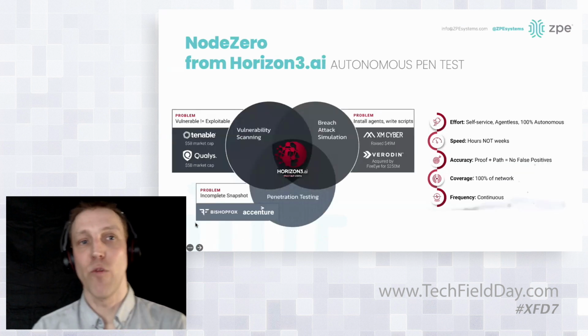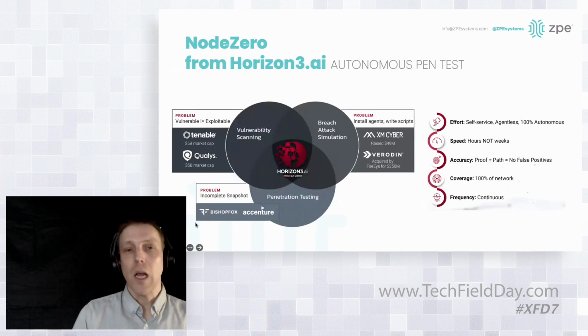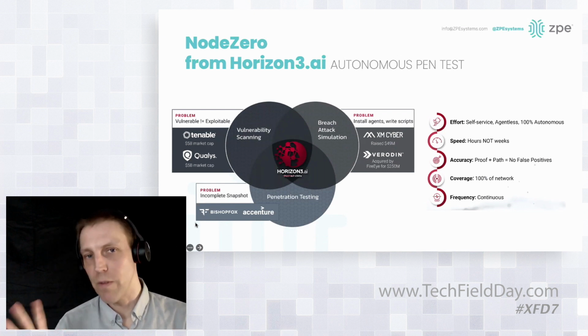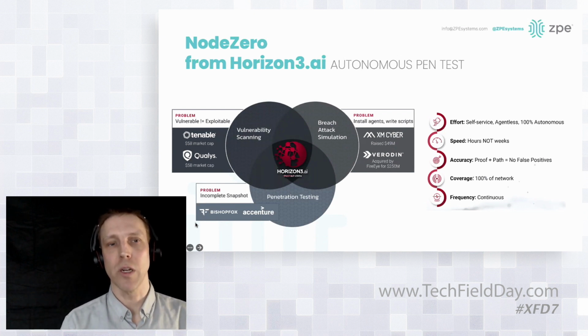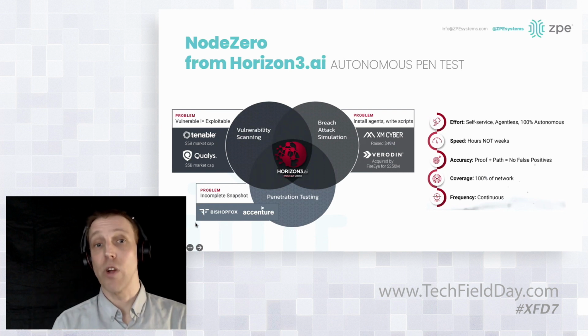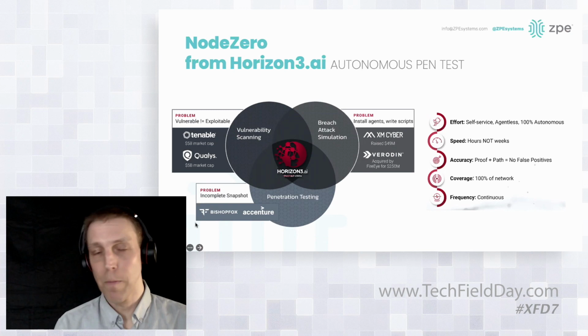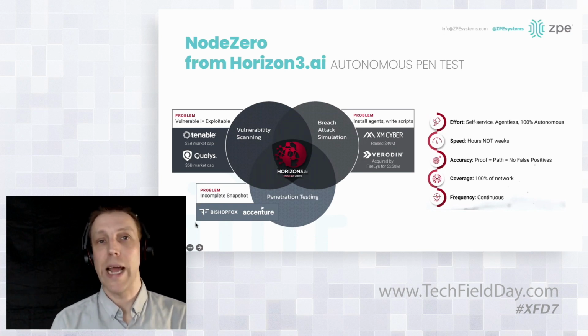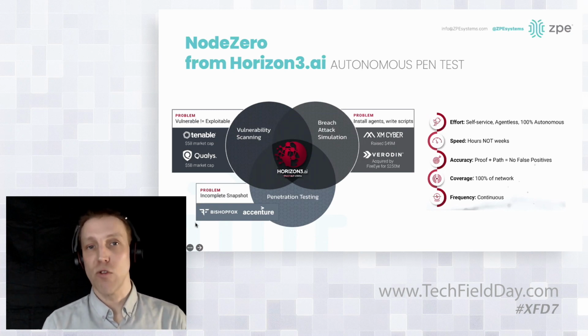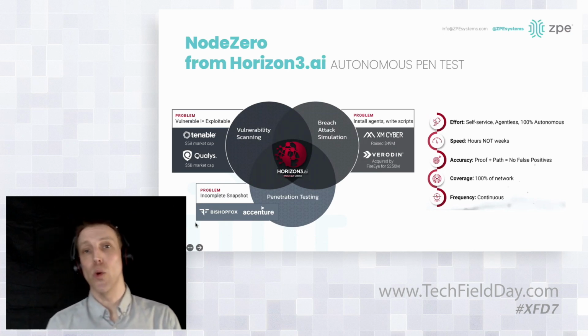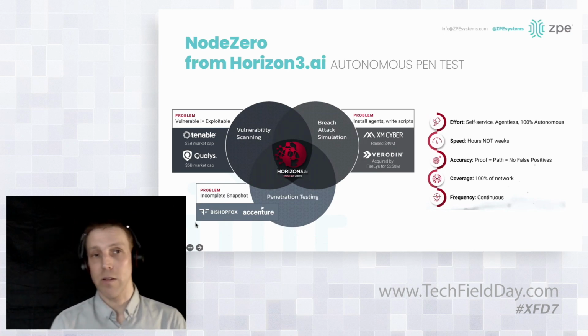So let's start then off with Horizon 3. I'm not sure if the name is familiar or not. That's the reason why I'm briefly covering what Horizon 3 is actually providing. They have a product called NodeZero, and they're a partner of ours. And NodeZero provides autonomous pen tests for their customers.